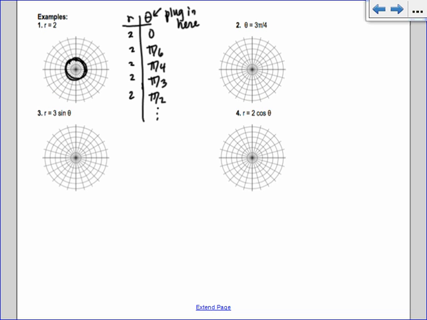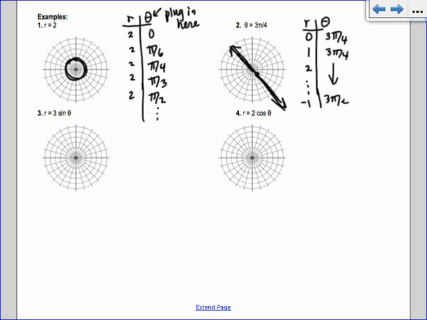Okay, and then theta equals 3 pi over 4. That's kind of the same situation, but now the theta is what's constant. So theta is always 3 pi over 4. It doesn't matter what your radius is. Okay, so if theta is always 3 pi over 4, that means that we're always along this line. We have this point, and this point, and this point, and this point. But we also have negative values too, right? Like I could plug in -1, and I still get 3 pi over 4, so that would be right there. So we end up having a line that goes down like that.